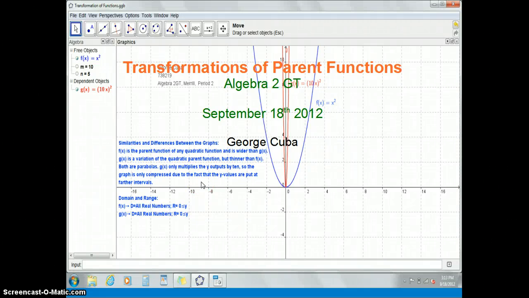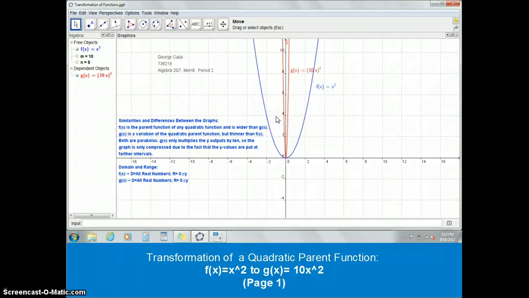Hello, and today we'll be learning transformations of parent functions. So we'll begin with parabolas. The transformation of a quadratic parent function, which is neutral, is the blue part, and modified is the red part. So neutral of a quadratic function is f of x is equal to x squared. So that is our usual parabola. Now the modified is g of x is equal to 10x squared.